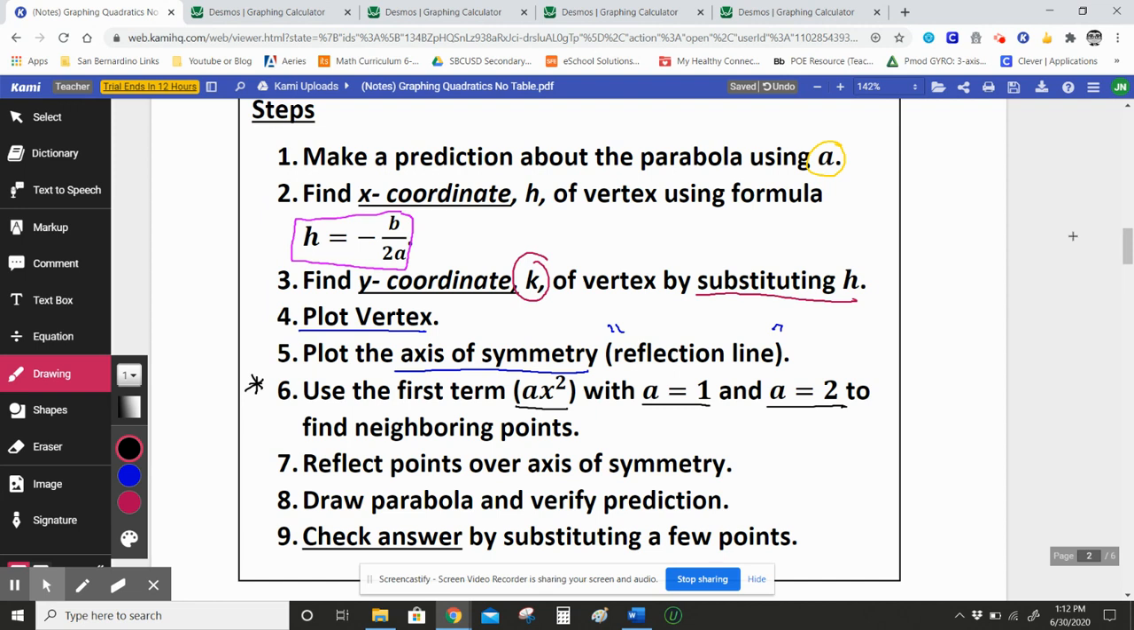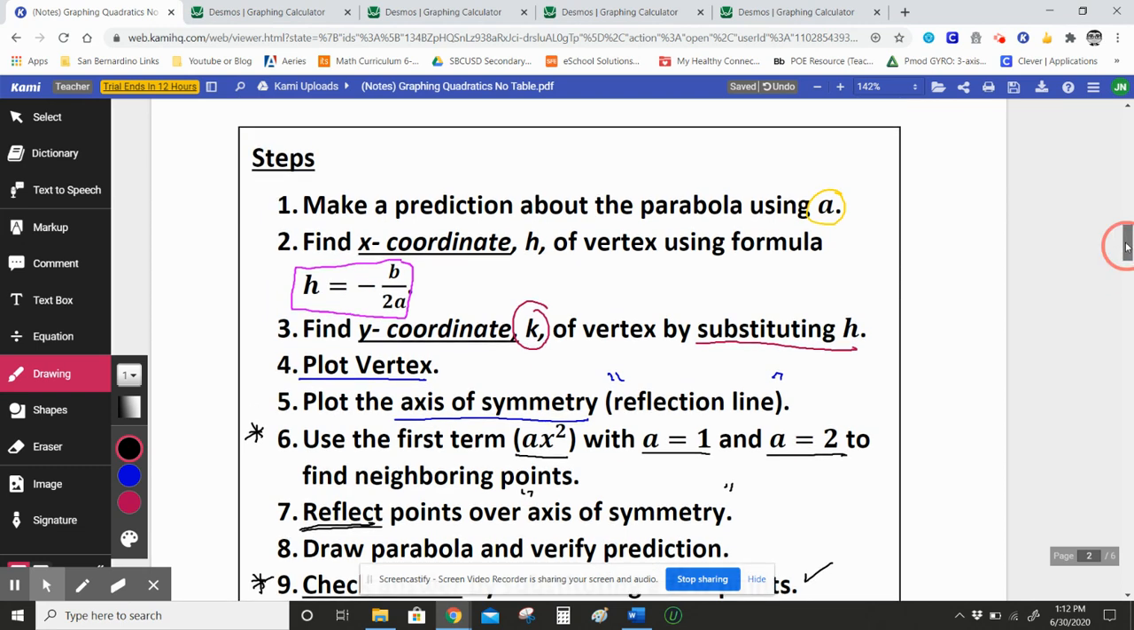Once you figure out the neighboring points, then you're going to be reflecting them. So reflect the points over the axis of symmetry, or the line of reflection, right? Same thing. And then finally, we draw the parabola and verify the prediction. The prediction should be correct. If they're not correct, then you probably did something wrong. Step 9, you can check your answer by plugging in a few points. I recommend you guys doing that. If you don't have a computer at home, or if you have Desmos, you can check with Desmos as well to make sure your answer is correct.